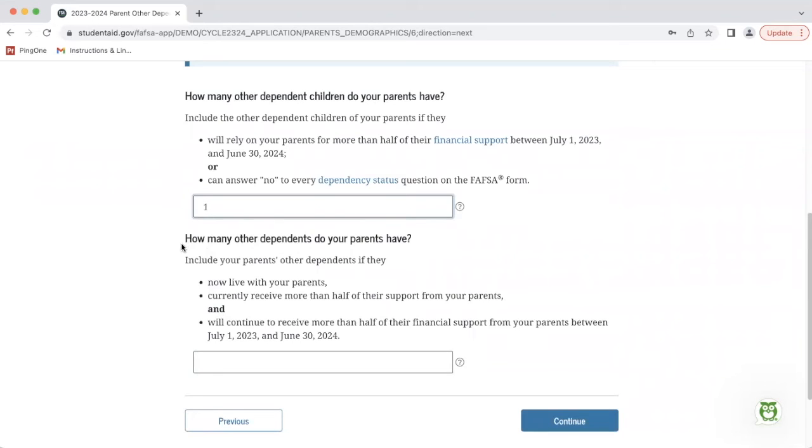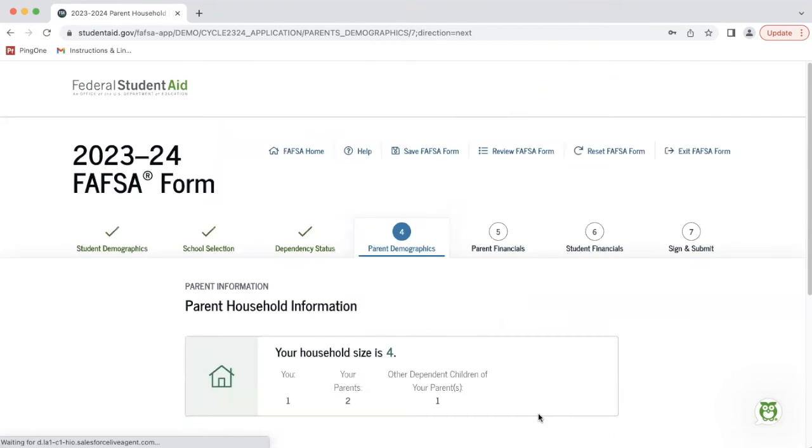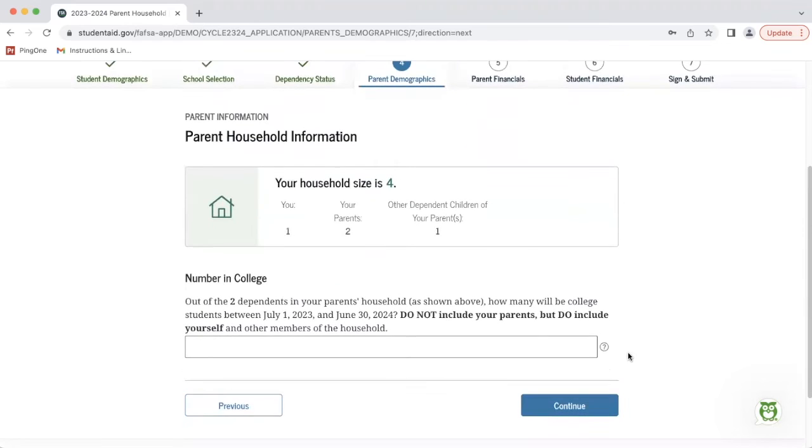And the second question would be about other dependents other than children who now live with the parents, currently receive more than half their support from your parents, and will continue to receive that support during this time frame. I'll put 0. Once you get to this page, double check the number of the household size to make sure that it matches your situation. So in this case, it has us as the student, our 2 parents, and the 1 sibling for a household size of 4.